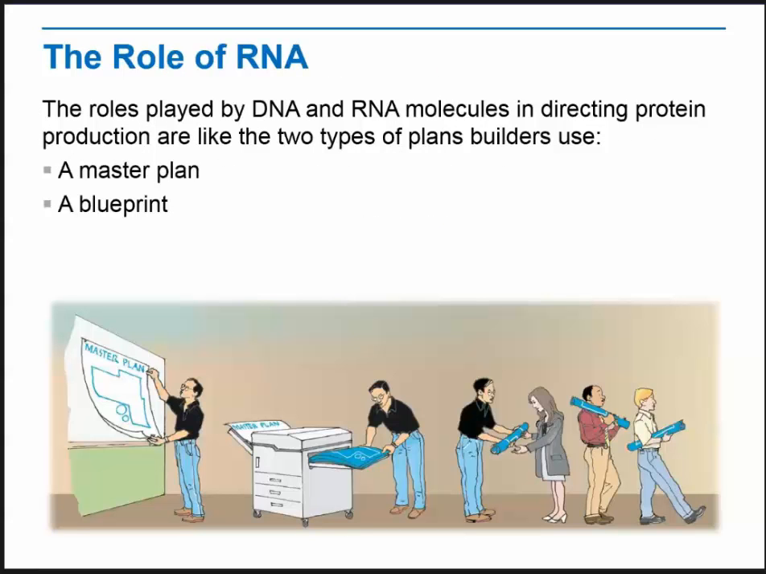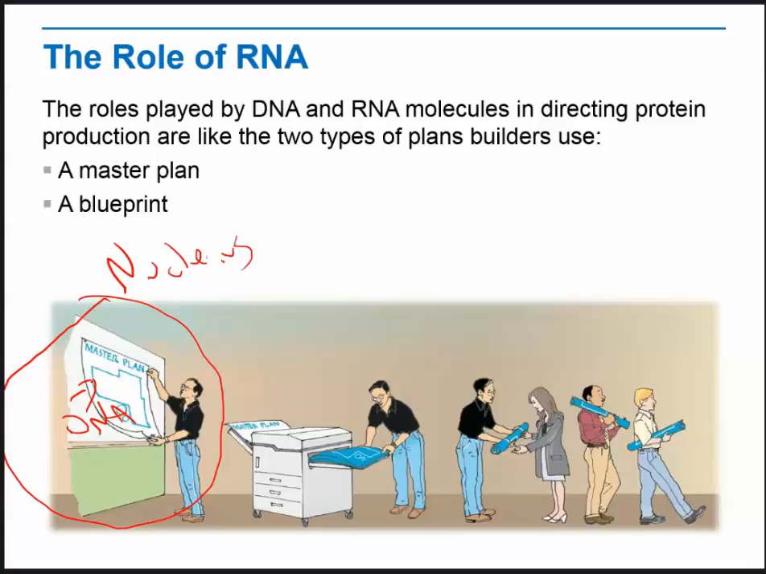The roles played by DNA and RNA molecules in directing protein production are like two types of plans builders use, a master plan and a blueprint. Let's use this analogy to compare the purposes of DNA and RNA. The master plan that the builders would be using contains all of the instructions to build an entire building. This is so important that the planners probably wouldn't want to let this leave their office. So this would represent the DNA inside the nucleus. The master plan is DNA, and it's safe inside the nucleus.